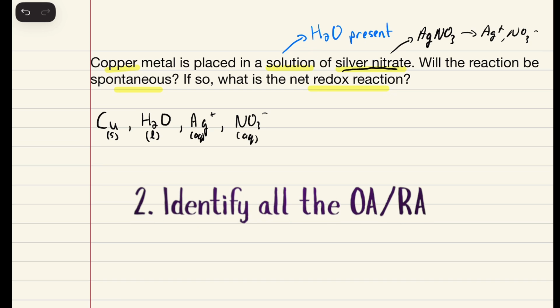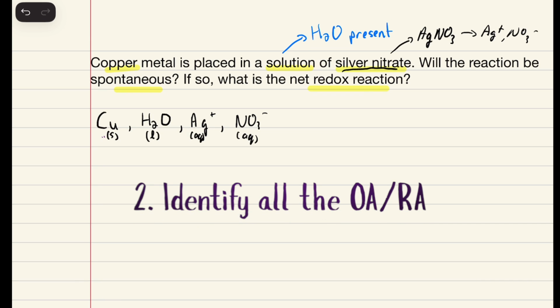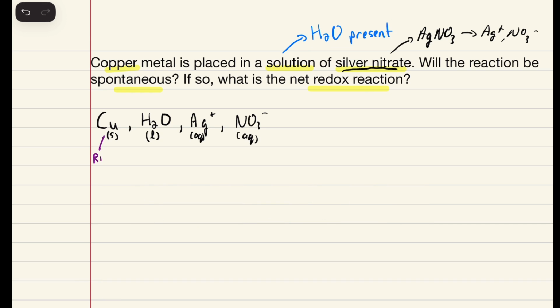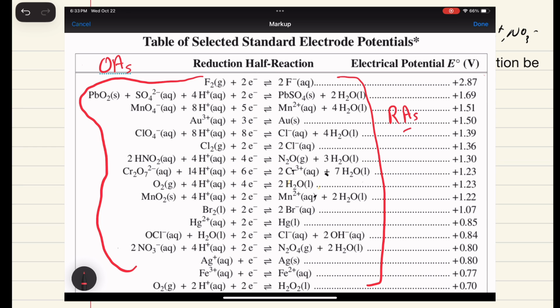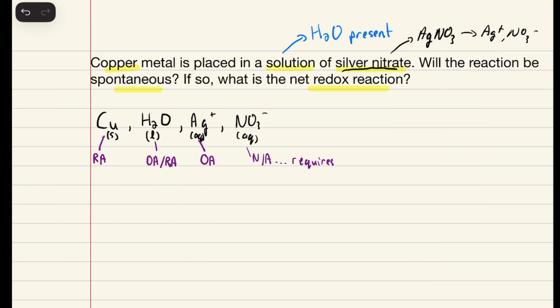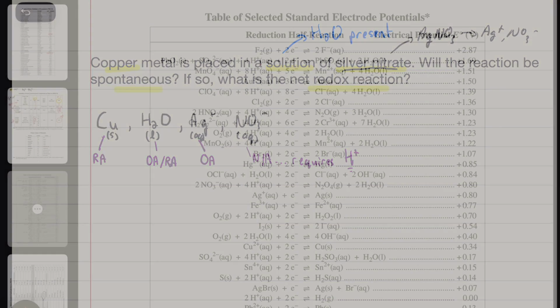Now, of all the entities listed in step 1, we're going to identify which are the oxidizing agents and which ones are the reducing agents. And we can do that using the data booklet. Using the data booklet, all the elements and substances on the left side of the table are the oxidizing agents, and all the elements and substances on the right side of the table are the reducing agents. Certain substances like water show up on both the left side and the right side, so they're OAs and RAs.